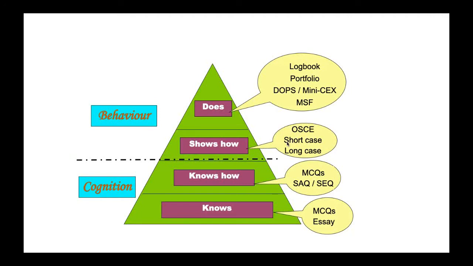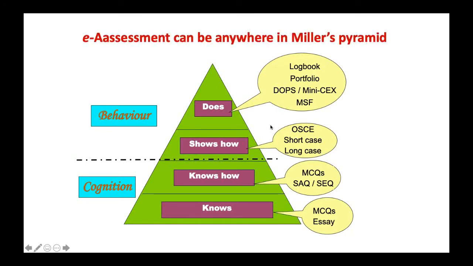So actually, any of these exams at all these levels can get help from electronic or digital media. In that case, all of these exam types can be made e-assessment. So e-assessment can be anywhere in Miller's pyramid.